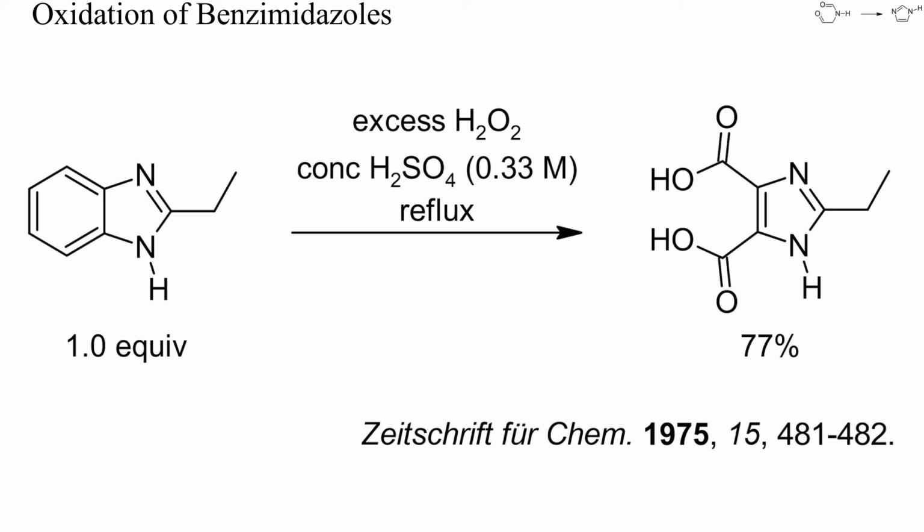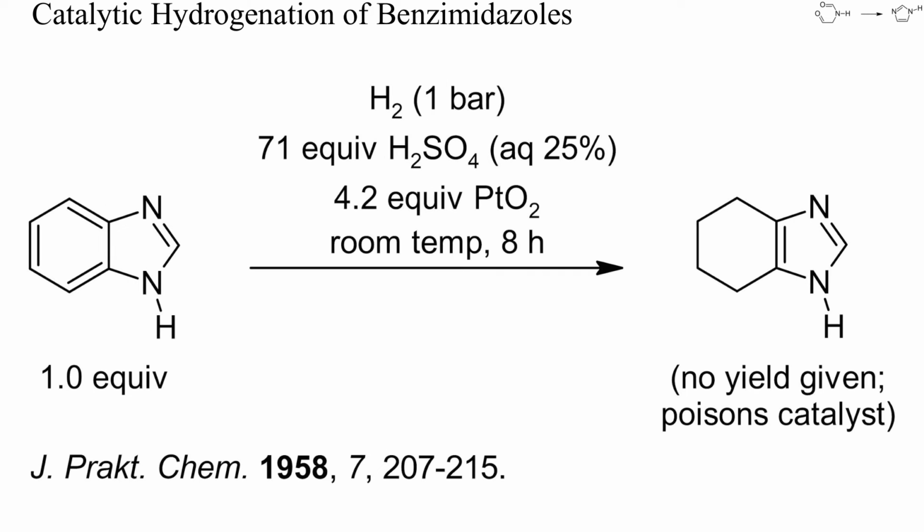Oxidizing benzimidazoles with hydrogen peroxide in hot concentrated sulfuric acid yields imidazole dicarboxylic acids, without significant degradation of the imidazole ring. And the catalytic hydrogenation of benzimidazoles yields cyclohexanoimidazoles, not diaminobenzenes or imidazolines. Here a huge excess of catalyst was required, probably because of the strong catalyst poisoning effect of imidazole. In particular, aminomethyl imidazoles or imidazoles with other chelating groups bind strongly to metals and can be potent catalyst poisons, even in the presence of acids.